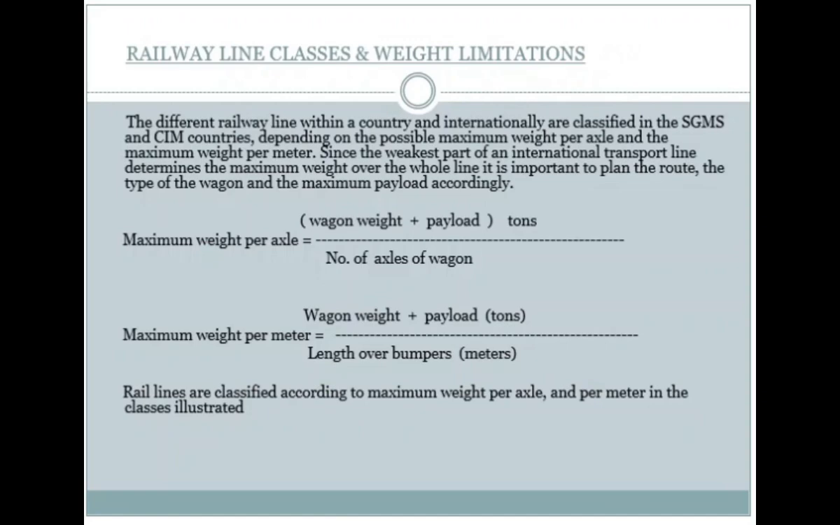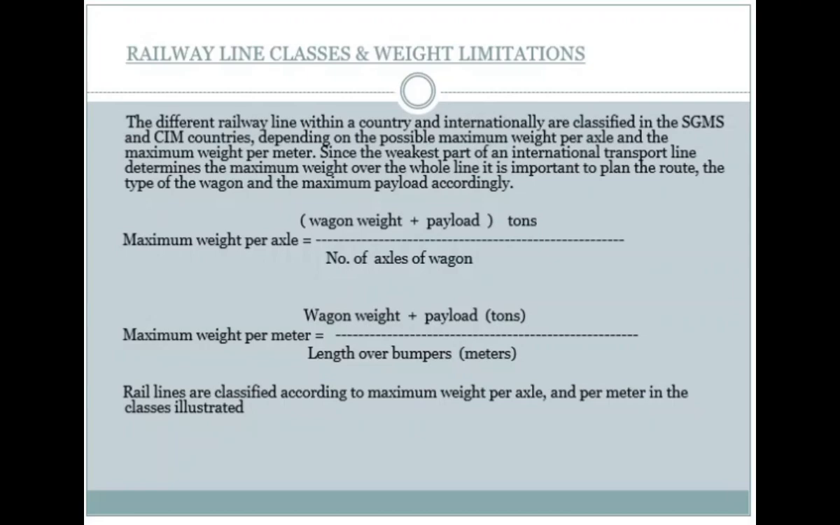The loading line class and weight limitations are set in charts given in various networks. Under the SGMS, that is the regulation for the Far East, China, Russia, and countries that may be different from the charts used in the OCTIF countries, which are regulated using the CIM.